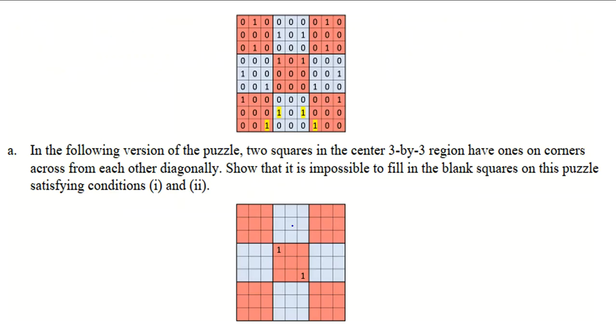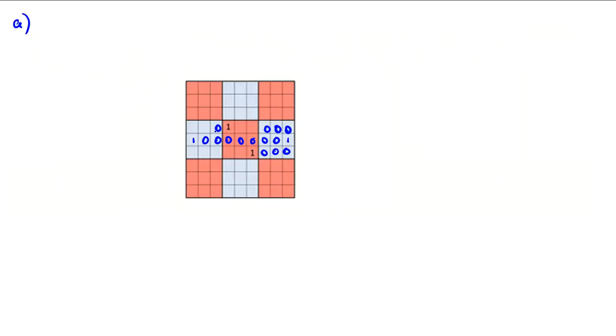Let's fill the first part together. Part A: we have 2 ones here. We know, for example, this is 0. Let me tell you something important that you can use in parts B and C.